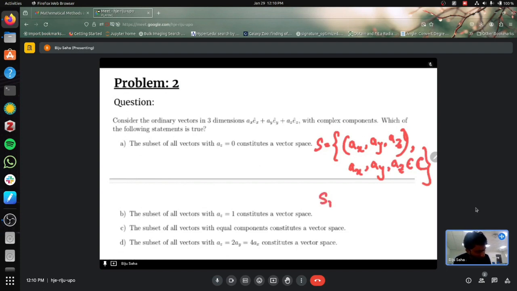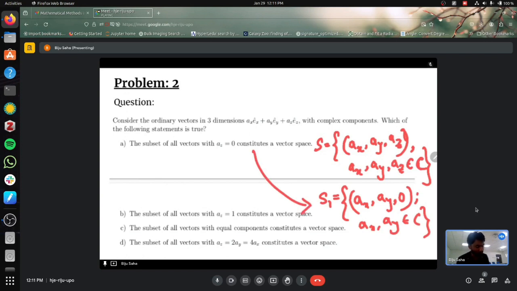S1 is the set with az equal to 0, and ax and ay can take any complex value. That is the first statement, and this is a special case of the full set. So this is a subset S1. We have to prove whether this subset forms a vector space or not.